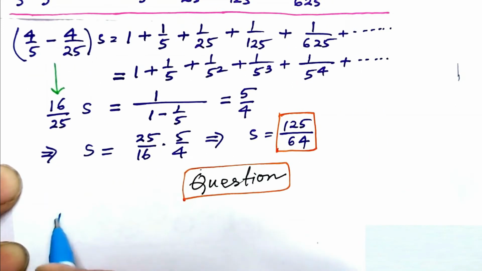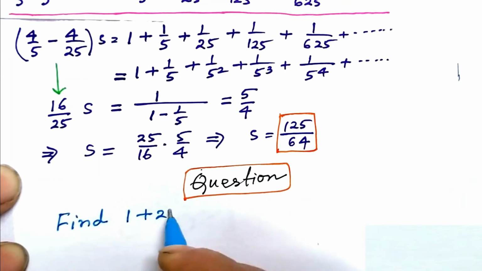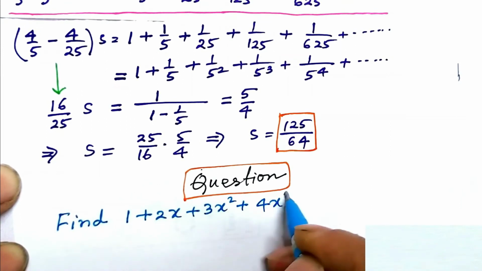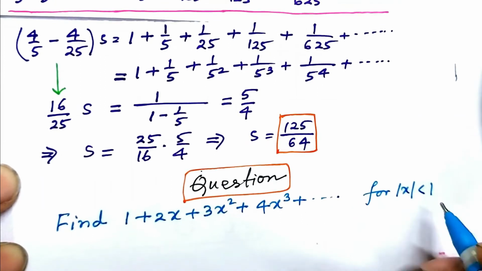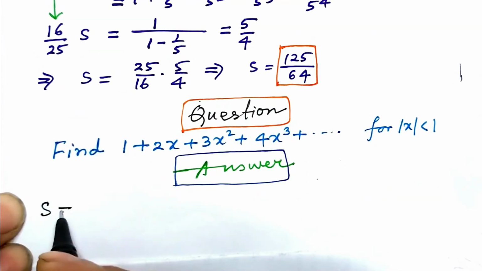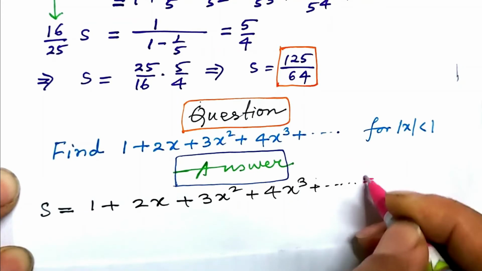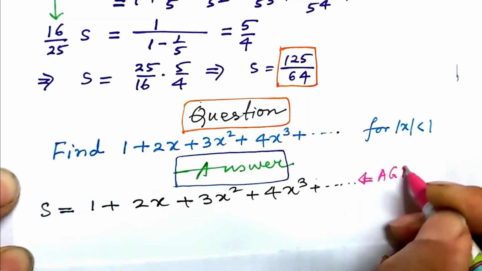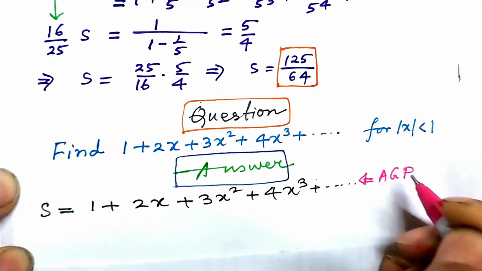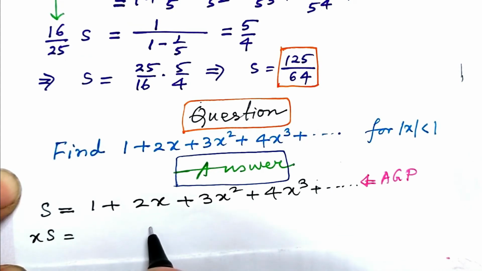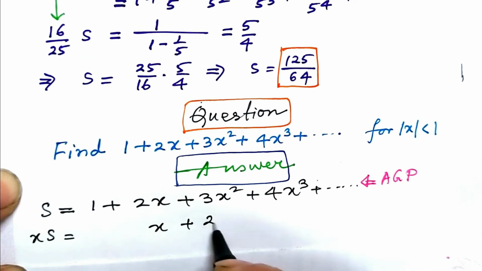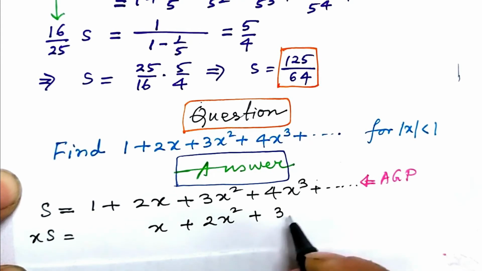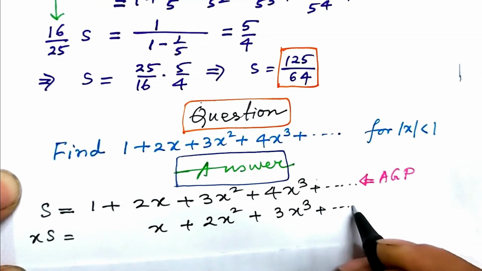Next question, find 1 plus 2x plus 3x square plus 4x cubed for mod x less than 1. The answer, denote by S the series that has been supplied, which is an arithmetico-geometric progression. The terms differ by a multiplicative quantity, that is x. So we multiply by x and write the series again. We have x into S on the left hand side and the terms on the right hand side are written with a shift of one place to match the terms of the series denoted by S.